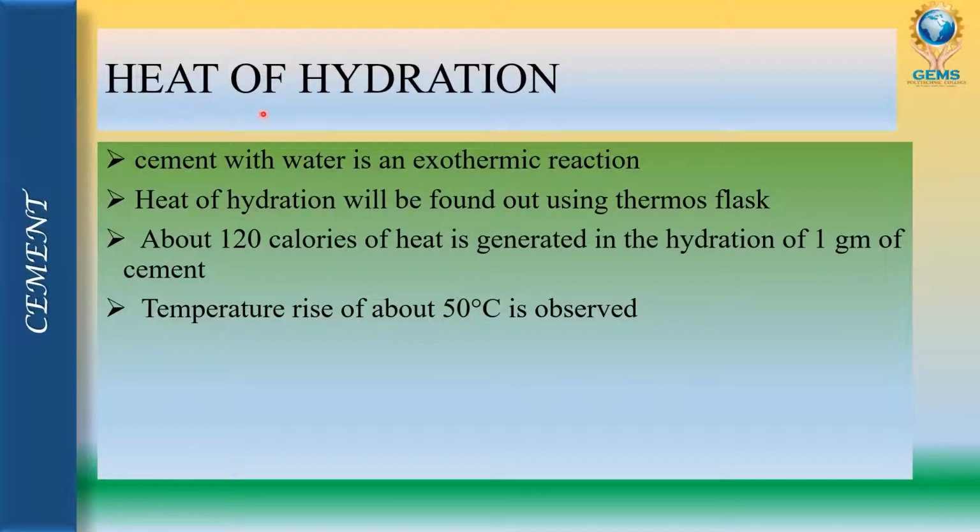Let us see heat of hydration. Heat of hydration is the heat released when cement and water react with each other; the reaction is exothermic and it is found out using a thermoflask. About 120 calories of heat is generated in the hydration of 1 gram of cement, and a temperature rise of about 50 degrees Celsius is observed. This heat of hydration is an important factor for mass concrete because hydration of cement results in volume changes and cracks.